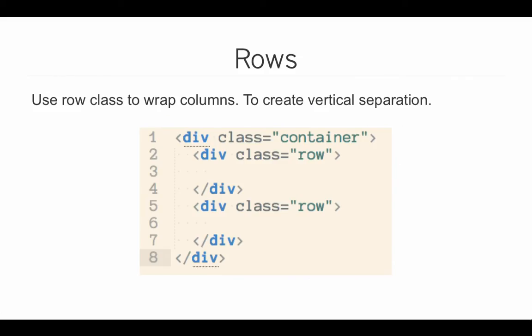So here you can see a demonstration of a container class, which has white space on the sides, versus the container-fluid, which will stretch all the way to the edges, this being the edge of the screen here and here. In Bootstrap, we use a class of row to create vertical separation. So here we have a container, and inside of it we have two rows. So this will create a row that will stretch horizontally and will be separated vertically from the row above or below it.